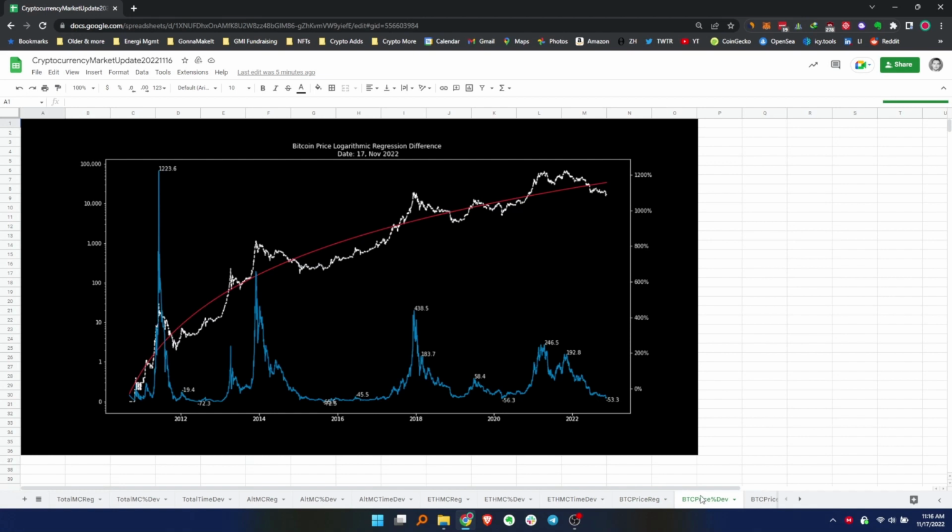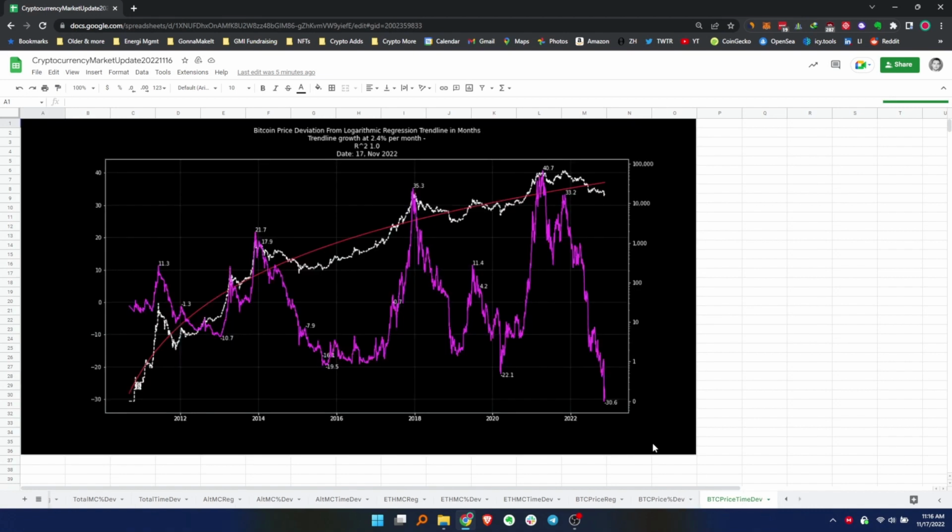And here we have the Bitcoin percentage differences, the deviation. I've tried to mark more of these highs and lows. You can see this actually is very insightful as well, how much Bitcoin is undervalued. Bitcoin can also be seen as the most undervalued it's ever been in history in terms of time deviation.